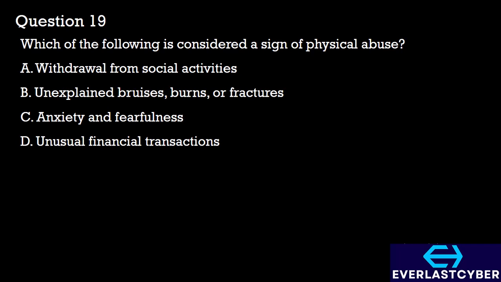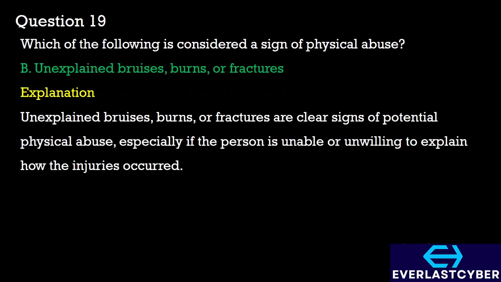Option A can be a sign of emotional or psychological abuse, but it does not really apply to physical abuse. Physical abuse involves the use of force that can cause bodily harm or injury to another person. So, unexplained bruises, burns, or fractures are clear signs of potential physical abuse, especially if the person is unable or unwilling to explain how the injuries occurred. Anxiety and fearfulness are indicative of emotional or psychological abuse or even a response to trauma, while unusual financial transactions would suggest financial abuse but not physical abuse. So our answer here is option B.